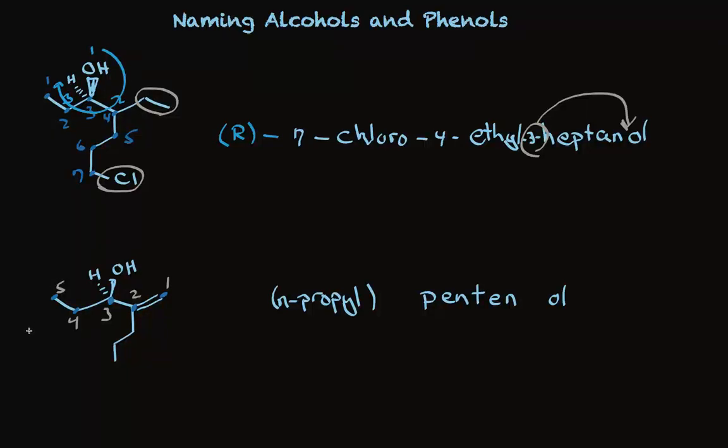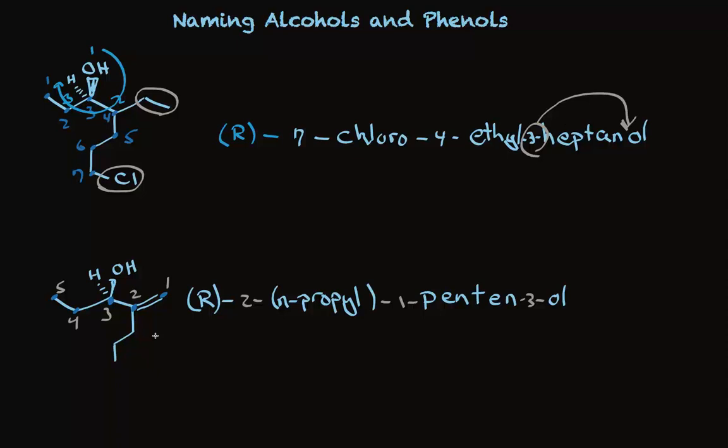And we see that we have a 2-N-propyl group. We have the alkene at the 1, 2 carbon. That's 1-pentene-3-ol. And yes, we need a stereochemical designator. This is still R. So systematically, we've figured out the whole thing.